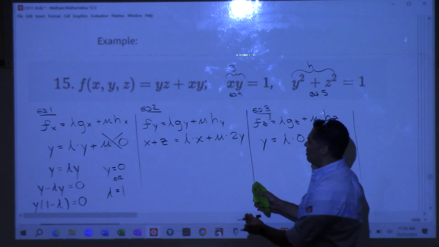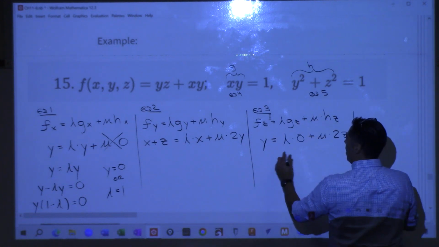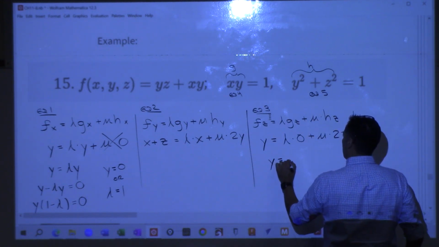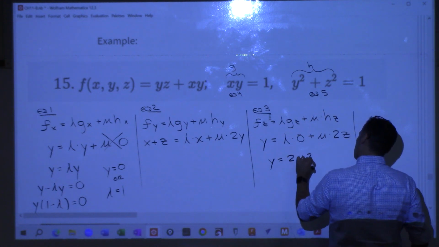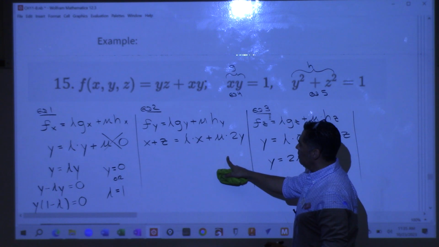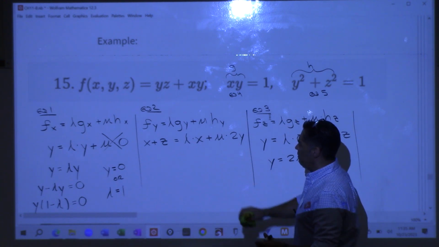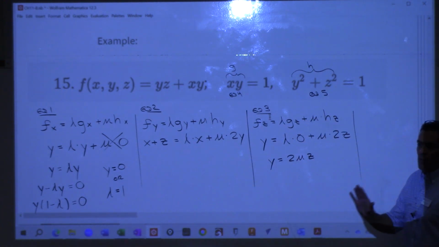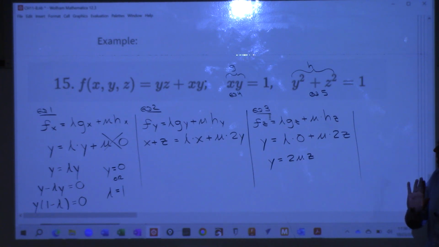Well, let me clean up this. Let's clean this one up. Y equals 2 mu z, right? We have that. And then this one doesn't really clean up, does it? Not really. Let's just leave it. Okay. So let's say that y is 0.